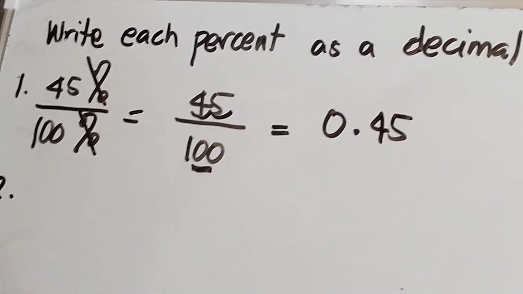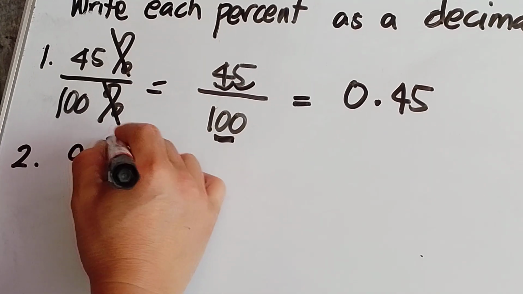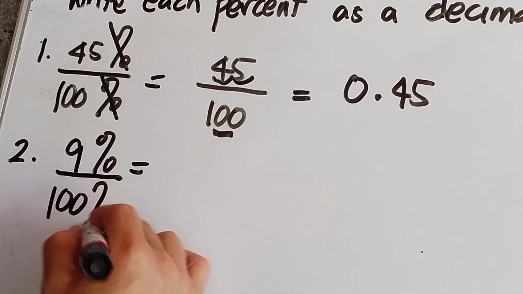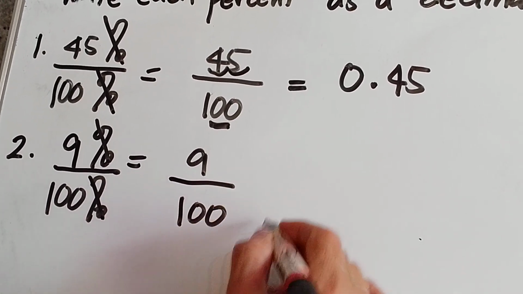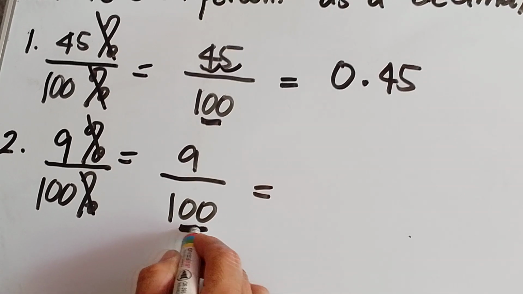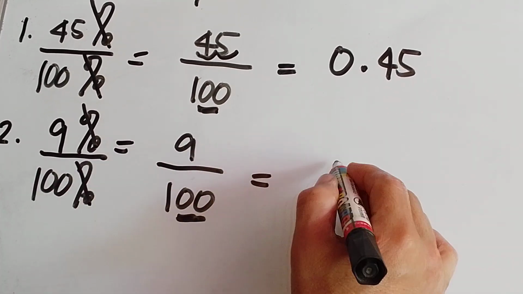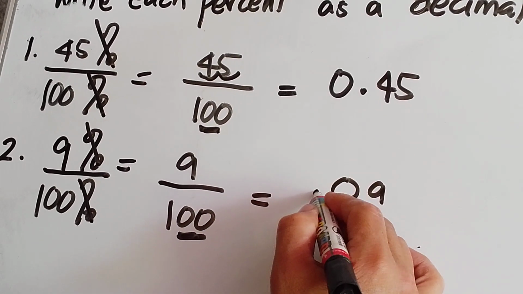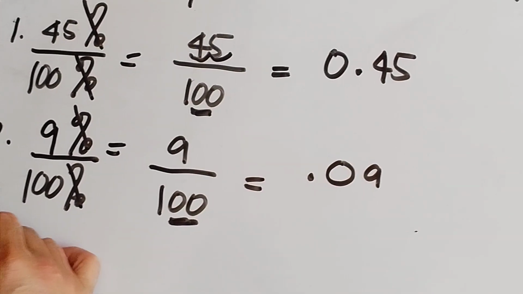Now let's go to number 2. Number 2 is 9%. So again, divide this by 100%. Cross out the symbol. So you have now 9 over 100. Since this is a single digit, and we need to move two decimal places, I need to add 0. So this will be 0, 9. So I can move 1, 2. So my answer is 0.09.